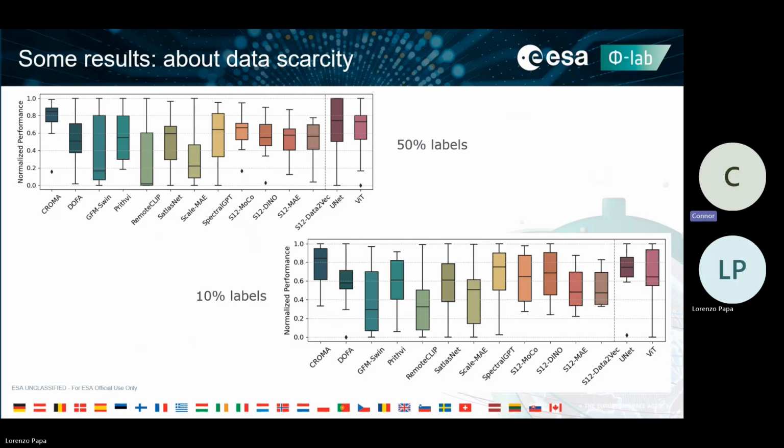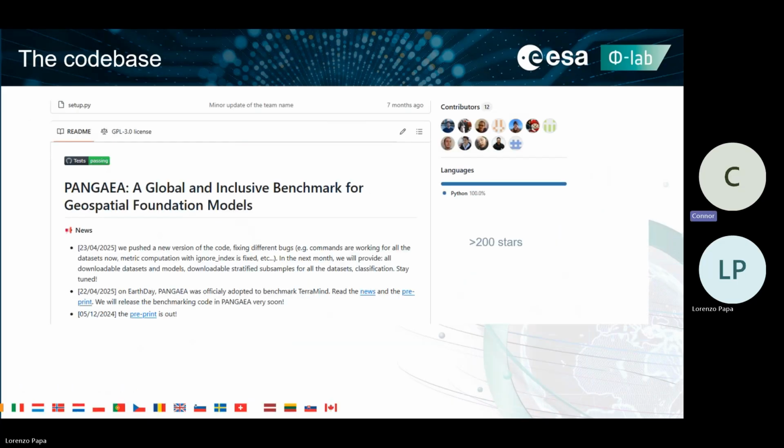So let's say that except for TerraMind, which was not ready when Pangea was developed, Chroma was a good starting point for foundation models. But as said before, it's still something that can be researched.